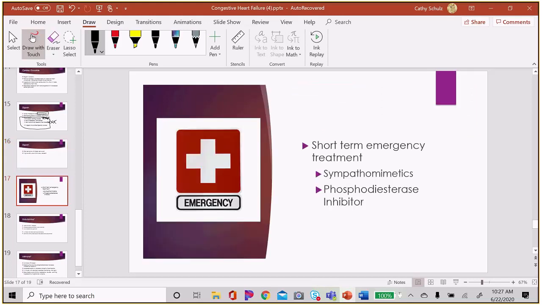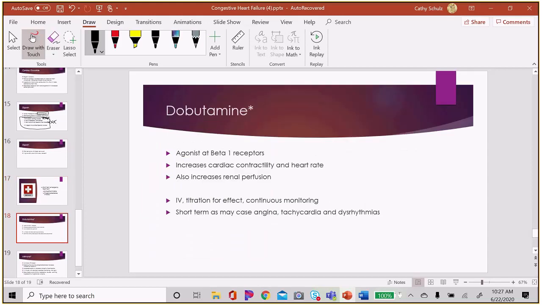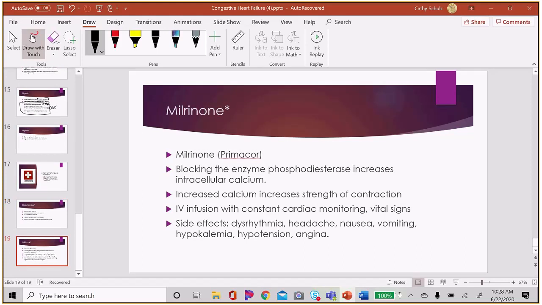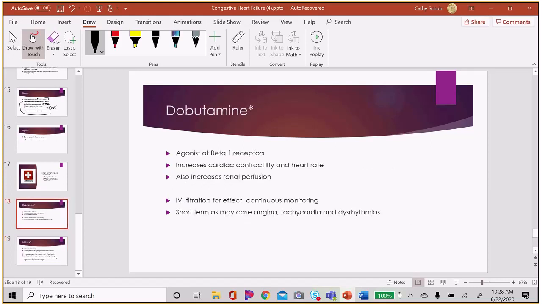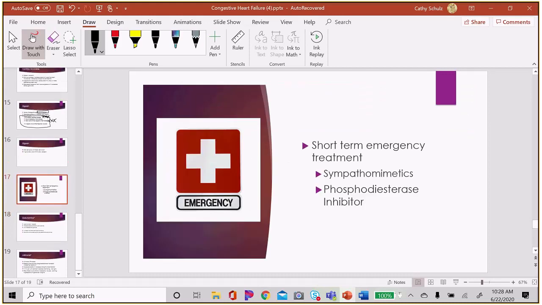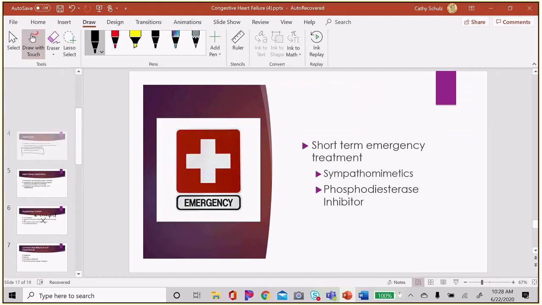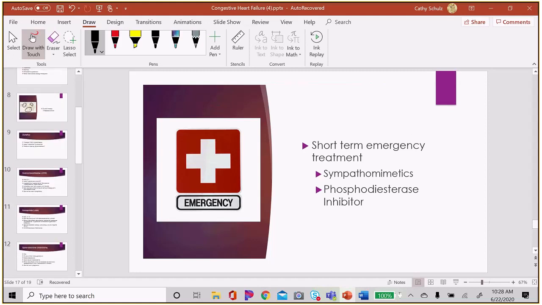There are emergency medications that are given IV short term for people with an acute exacerbation of congestive heart failure. These are dobutamine, for example, and milrinone, for example. These are medications that are given continuously IV, which require ICU monitoring. This is just for your information. These two drugs will not be on the exam. They are on ATI, however, so you do have to be aware of them.